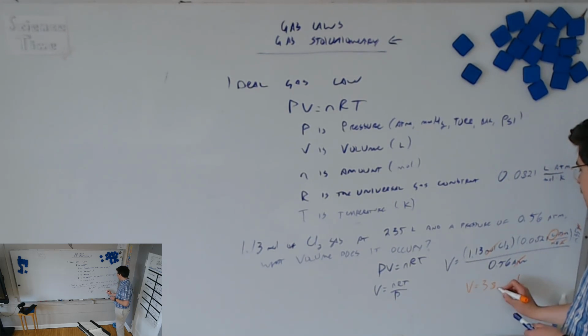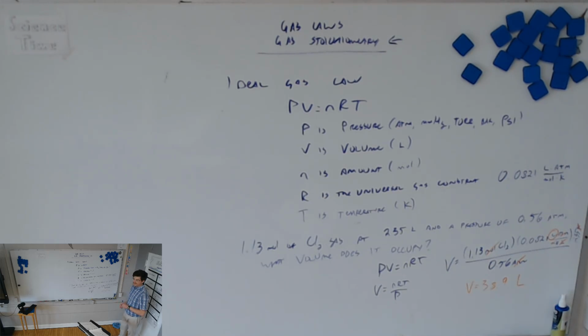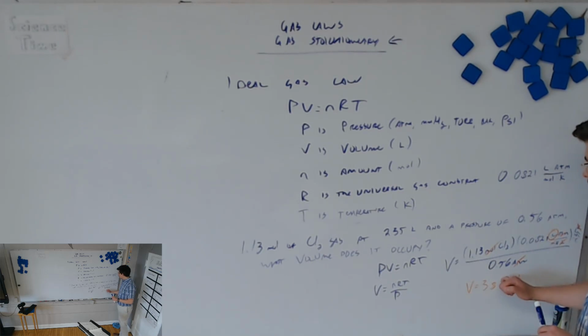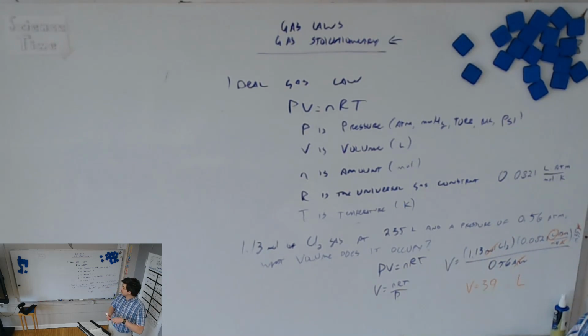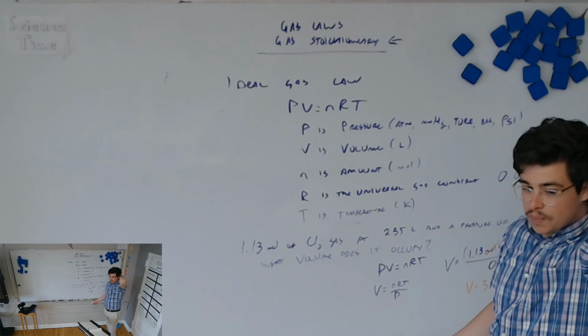Check your sig figs. Is that the right number of sig figs? It's not. Why? What should it be? Should just be 39. We round it. It should just be 2 sig figs because our pressure only had 2 sig figs. So 39 liters is the correct answer. That's how we use PV. Any questions about how we solve an equation with PV equals nRT?